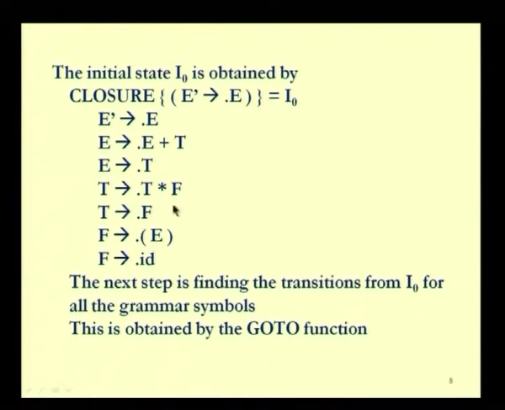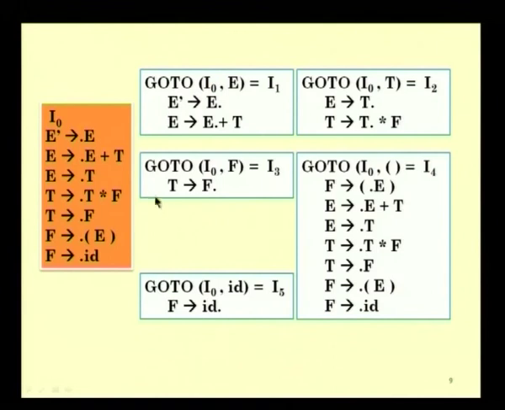Now we will find out what happens with the transition for E, the transition for T, the transition for F, the transition for opening bracket, and the transition for ID. All these are to be computed from the state I naught, and they are obtained with the help of the goto function. So if you go for goto, this is your current state, that is I naught. The first one is we compute I naught with the transition for capital E.